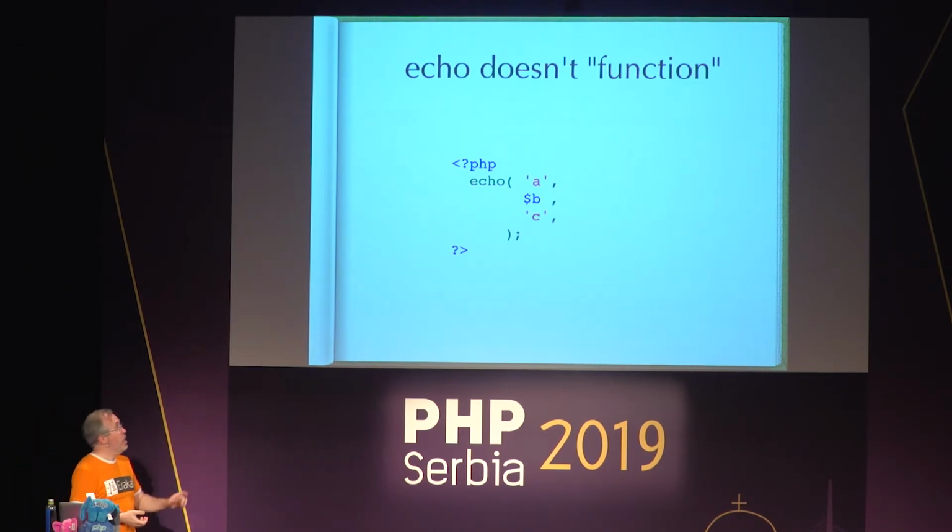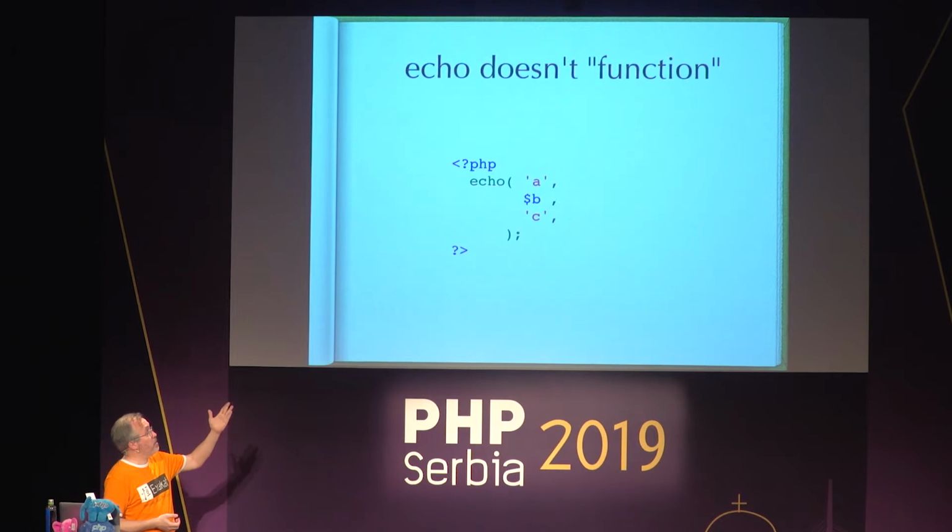The other thing is, since echo is not a function, you're going to miss the capacity of adding the last comma. The trailing comma was introduced in PHP 7.3, and we can have the last argument with a final comma, just like we do for arrays, remember?